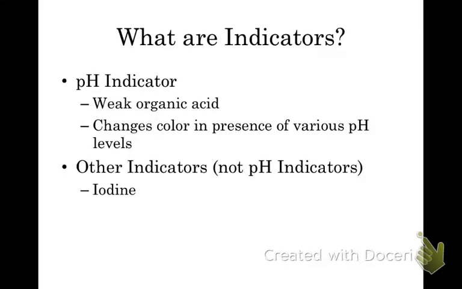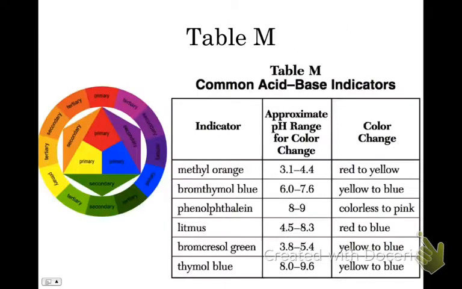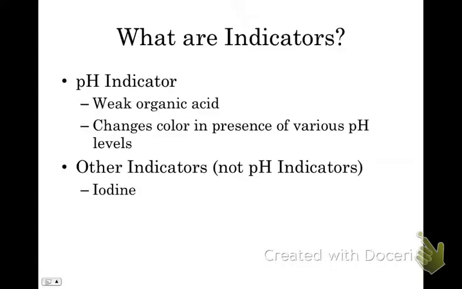So pH indicators are going to be weak organic acids. Again, we saw weak acids do not dissociate completely, and organic acids are anything that have that COOH ending, that COOH ending from table R, right? And these will change their color when they're in the presence of different pH levels.